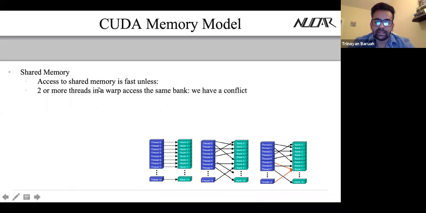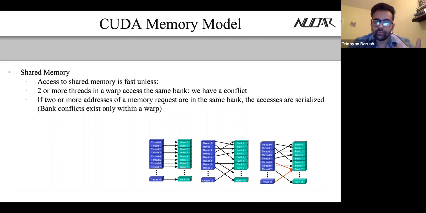So the basic idea is that shared memory is fast, like 2 cycles, unless 2 or more threads in a warp access the same bank. In that case, you have a conflict. If 2 or more addresses of a memory request are in the same bank, the accesses are serialized. And this concept of bank conflicts exists only within a warp. So you do not have bank conflicts between 2 warps.